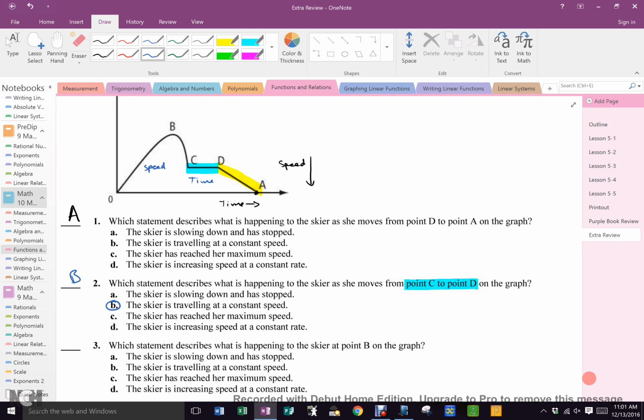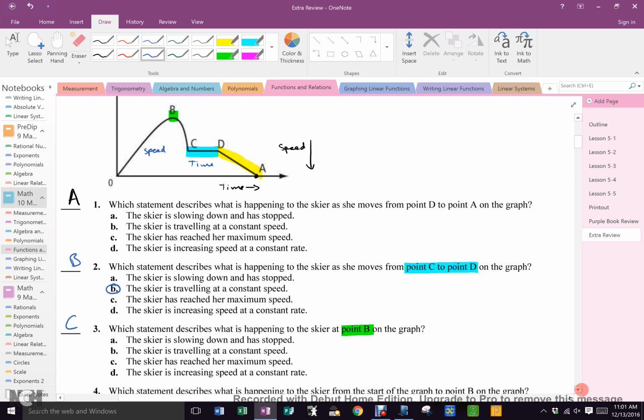Now remember, on a distance time graph, that would be stopped, but this is speed and time. What happened at point B, right here? Well, you can see that on the way up to point B, speed was increasing. At B, he's going as fast as he could possibly go. So it is C, maximum speed.